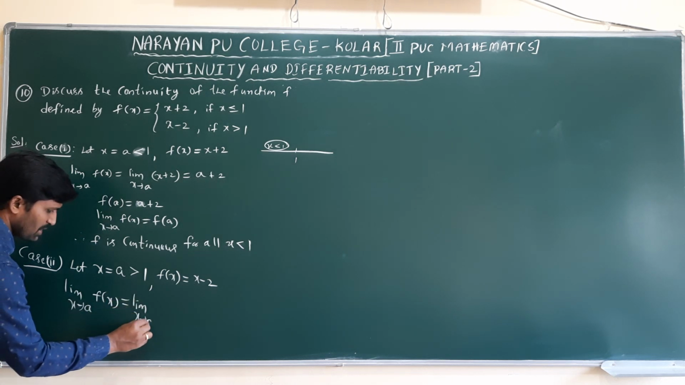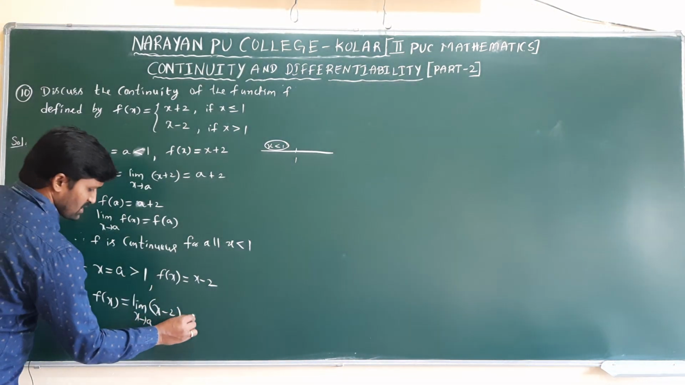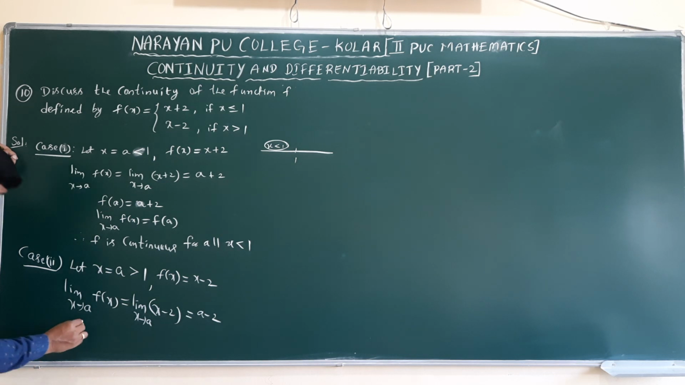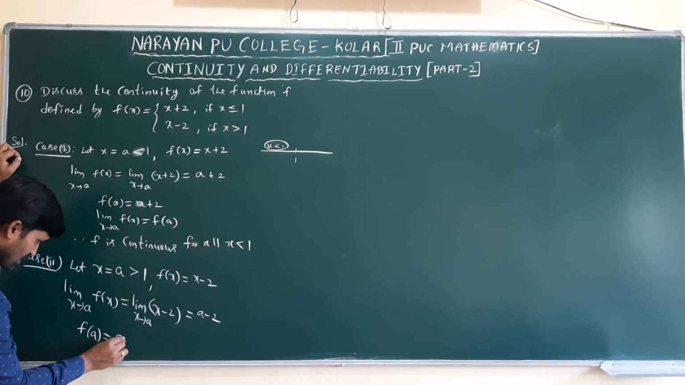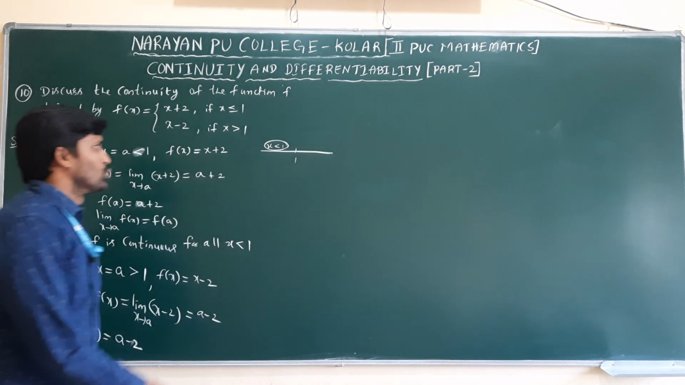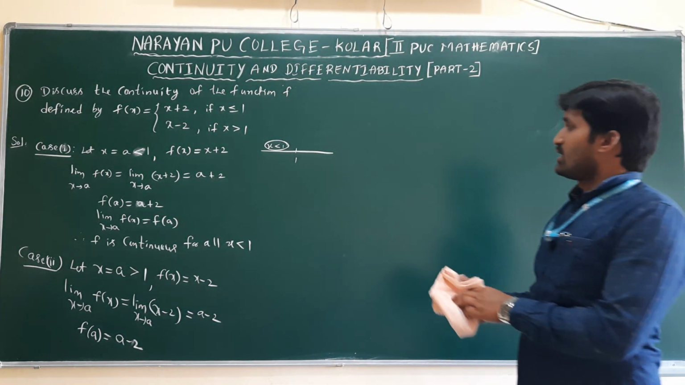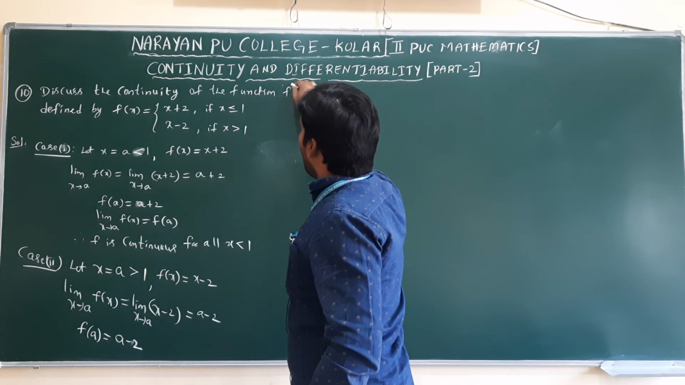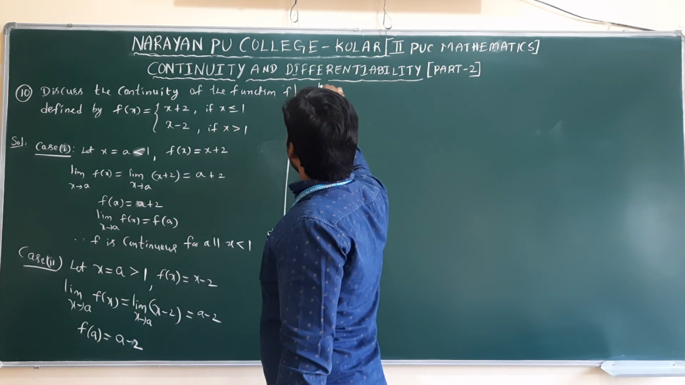Here limit x tends to a, what is f of x? x minus 2. In the place of x substitute a, what you will get here? a minus 2. Now coming to next, f of a. f of a means directly substitute in the place of x is a. This also what you will get? a minus 2. Now from this what we can conclude? The limit of the function and function value both are equal at values of x greater than 1.